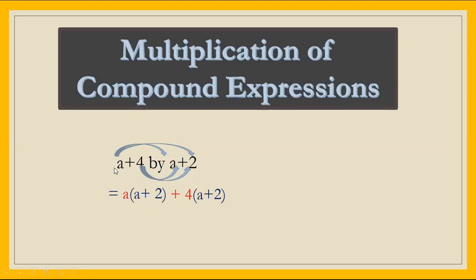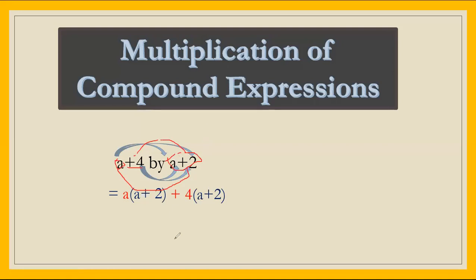How can we multiply two compound expressions? First, I have taken a and I have multiplied it with a plus 2. Then plus 4 sign, plus 4 is copied as it is and it is going to multiply with this whole second compound expression. Clear, students?